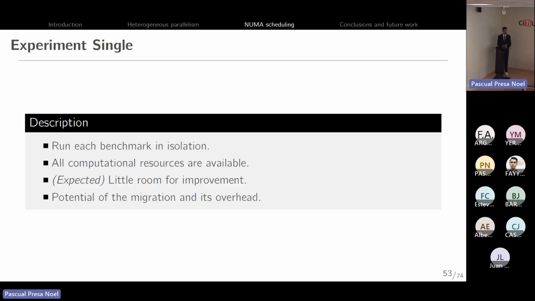We will start discussing the results of experiment single. And as we mentioned before, we run each benchmark in isolation. So all the computational resources are available for that particular benchmark. And a priori, we expect little room for improvement here. So that can give us a nice idea of the potential of our migration algorithms and its potential overhead.